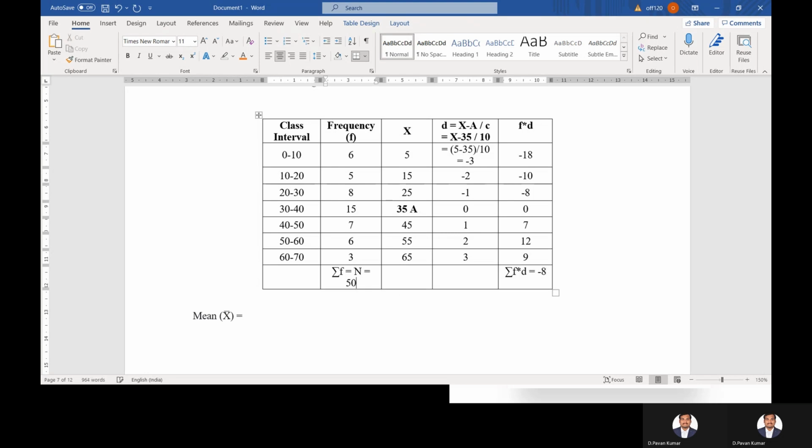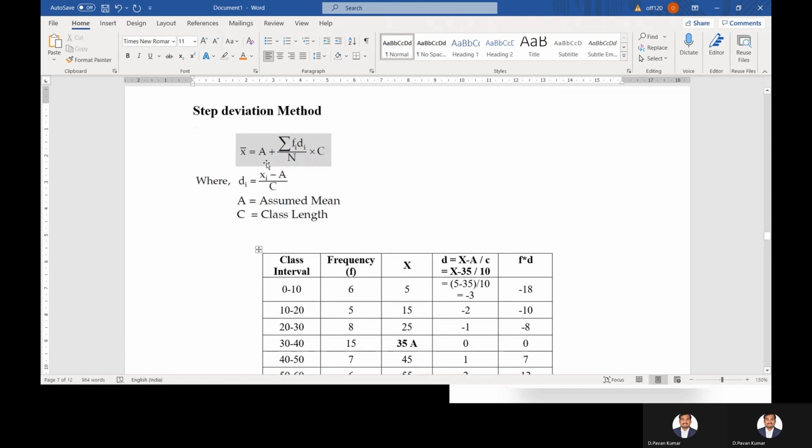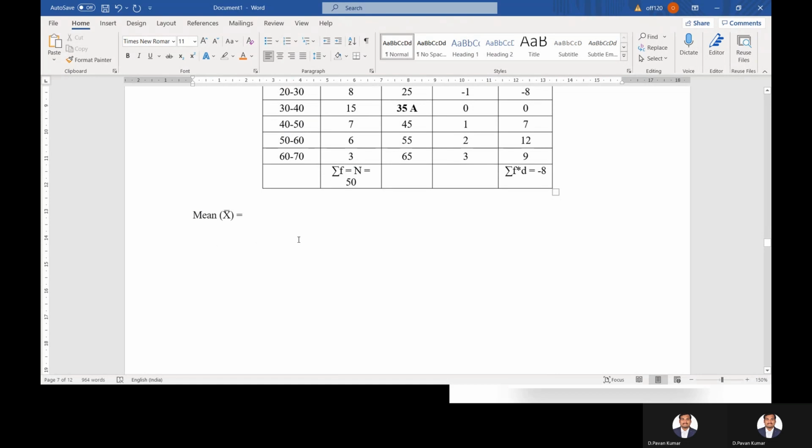Anyway, capital N value is 50, which we just found in the direct method. Now simply let us substitute in the formula. What is the formula now? We have the step deviation formula as a plus summation fd by N, into c. So what is the a value here? 35. So 35 plus summation f into d, that is minus 8, divided by capital N, that is 50, into the width of the class interval, 10. So the 0s get cancelled, minus 8 by 5.